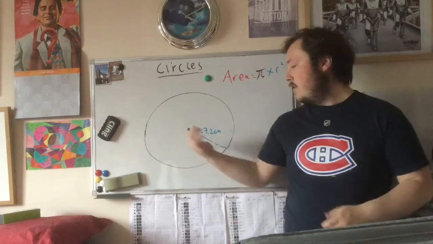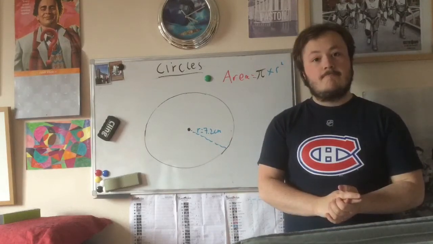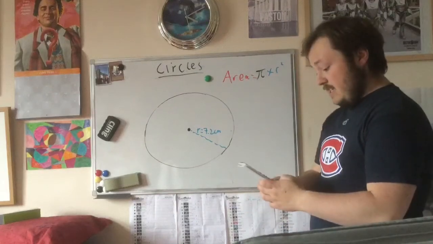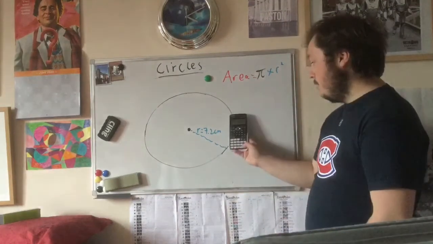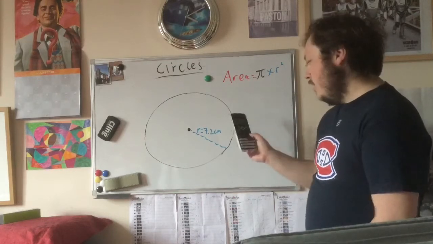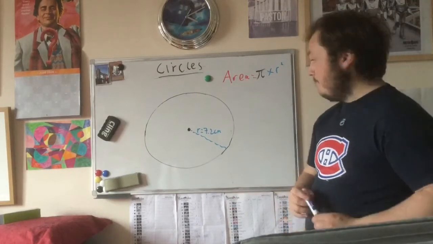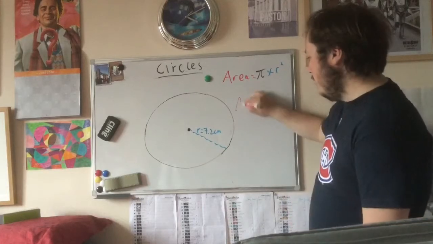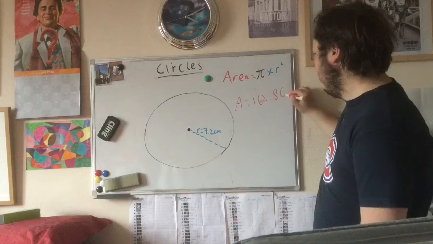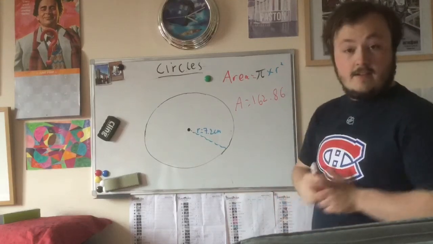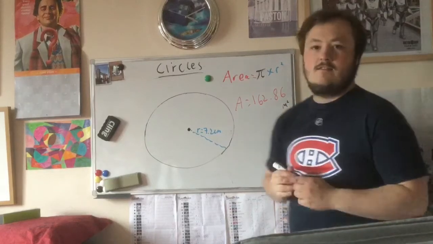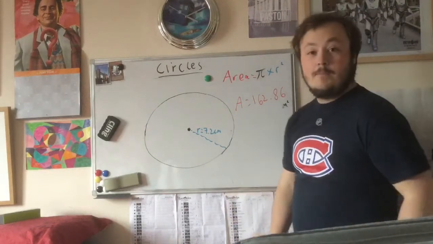Now let's leave this one to 2 decimal places. I have 7.2 centimetres. What's the area? So you do pi multiplied by 7.2 squared. And then what do you do? You press S to D here. And you will get to 2 decimal places the area, which is 162.86. And don't forget, at the very end, we write centimetres squared, because it's area.